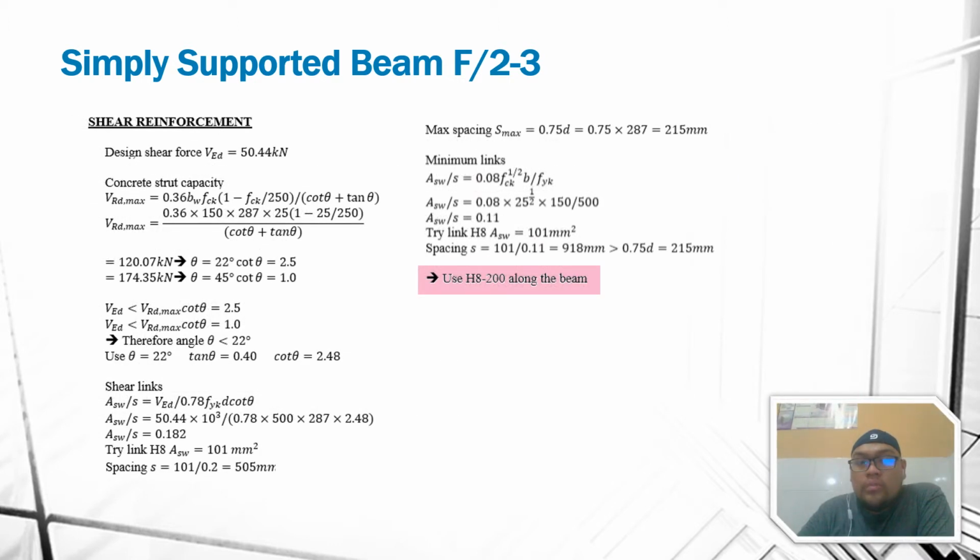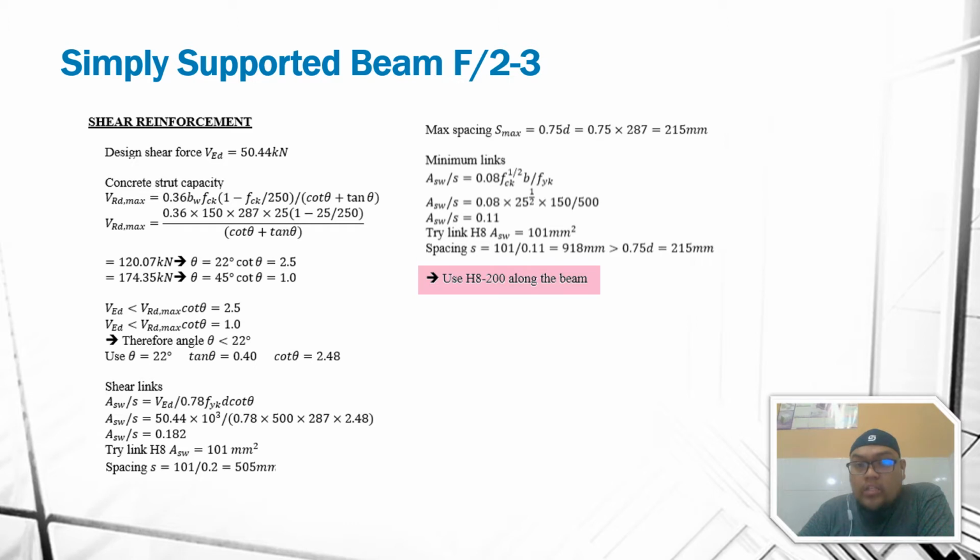For the shear reinforcement, I use the value of shear, which is 50.44 kilonewton, and I get the VED value lower than VRD max for both theta. So I use theta 22 degrees, tan theta 0.4 and cotangent theta 2.48. And I calculate the shear link spacing, I got the spacing is 505 millimeter.